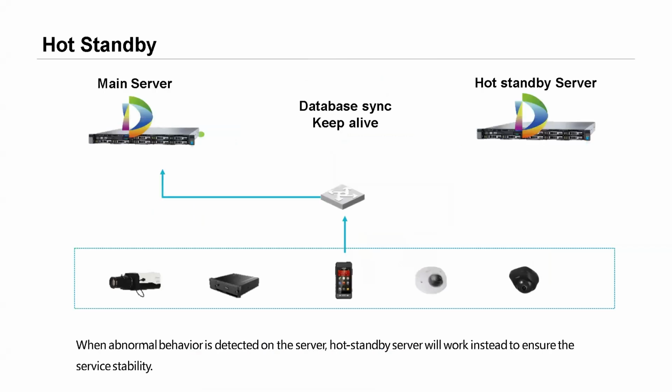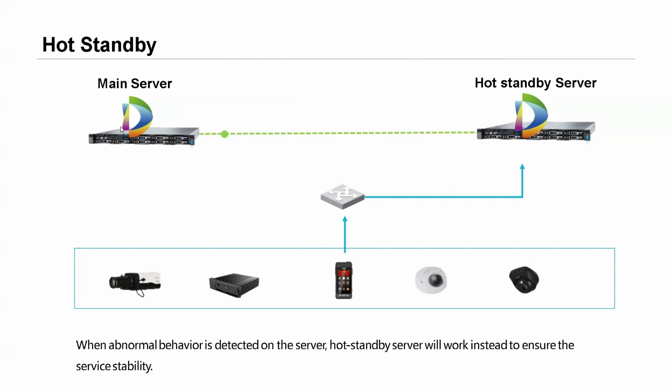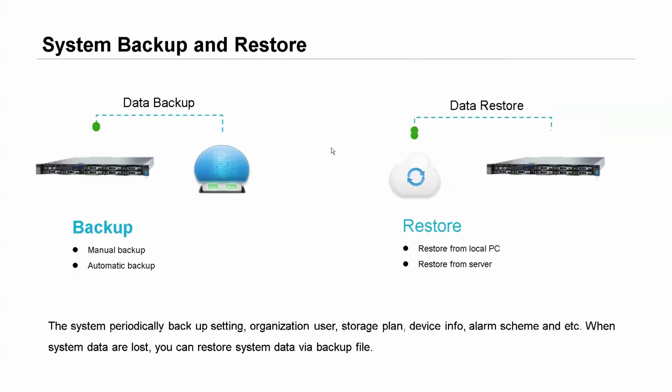Then we have the hot standby functionality. Hot standby means that the main server is running and the hot standby server is running. If the main server failed, then the hot standby server will pick up and the operation will run as if nothing has happened. And how this is achieved, there is a keep alive database sync that's always happening. So when the main server fails, it automatically switches to the hot standby server. And when we restore the main server, it synchronizes.